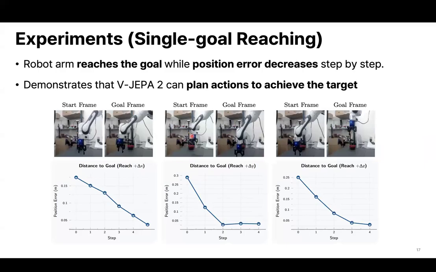This figure shows the single goal reaching task. The robot arm starts from an initial pose and moves toward the goal frame using the V-JEPA 2 planner. The graph shows position error decreasing over steps in the X, Y, Z directions. This confirms that the model can plan actions to reach the target.